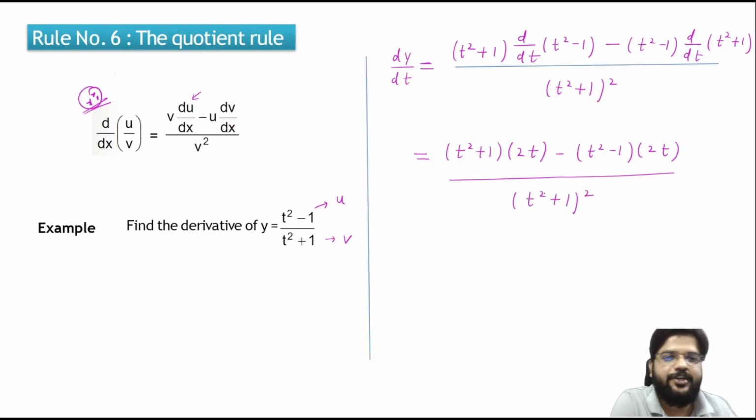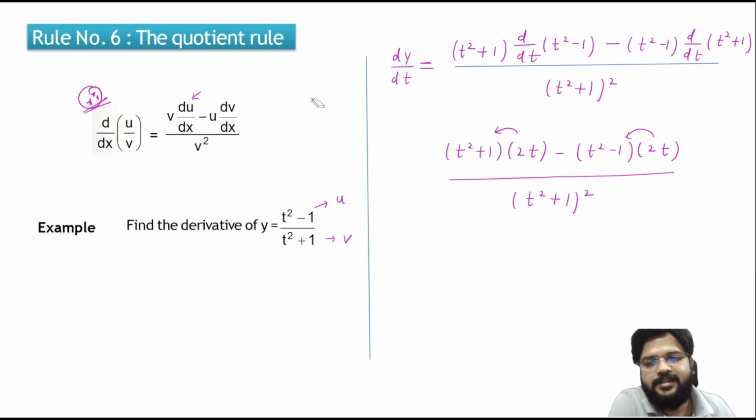Now here we have the simplification part. Multiply 2t with this, everyone, and 2t with t square minus 1, correct, and after simplification you will get the final answer. So like this you can do differentiation, everyone, when we have two functions in division. So this rule is known as the quotient rule, everyone. Note down.